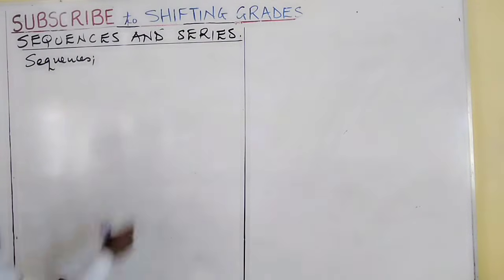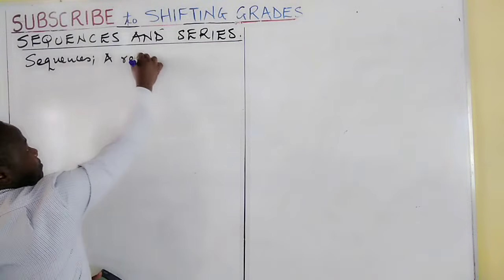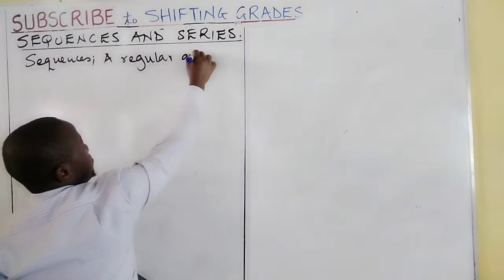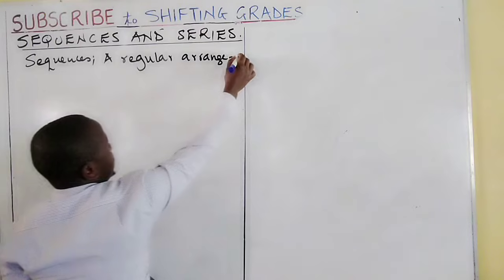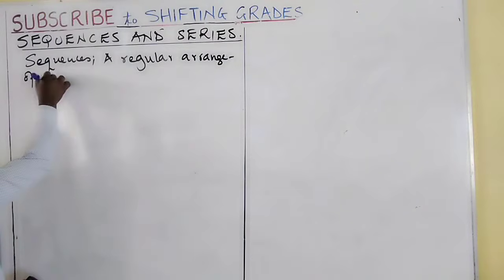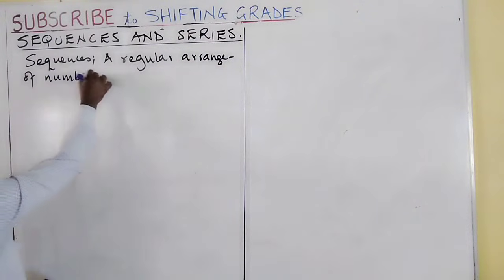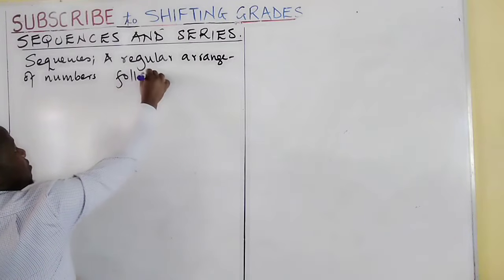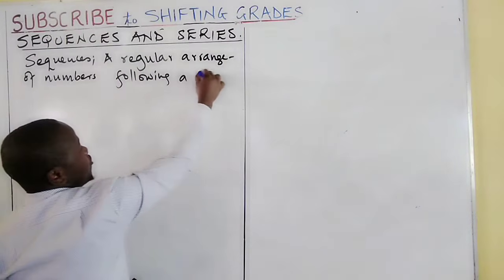A sequence is a regular arrangement of numbers following a certain rule.